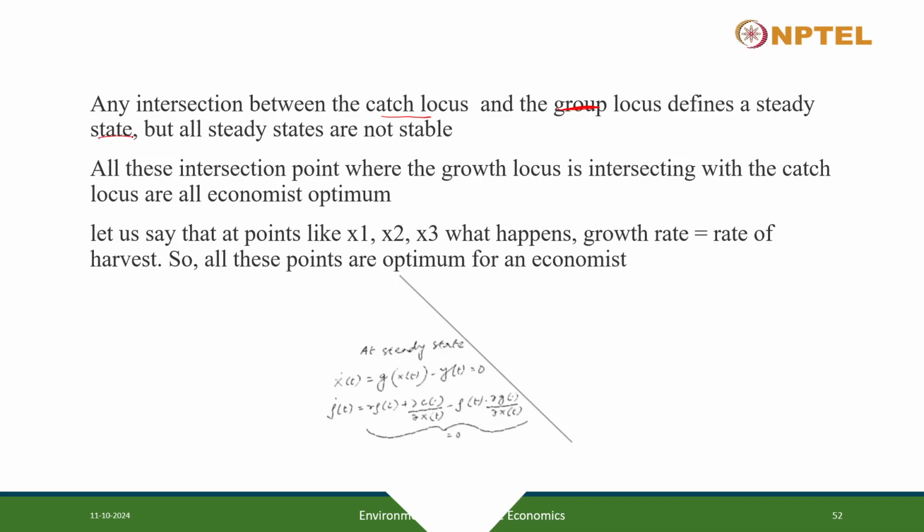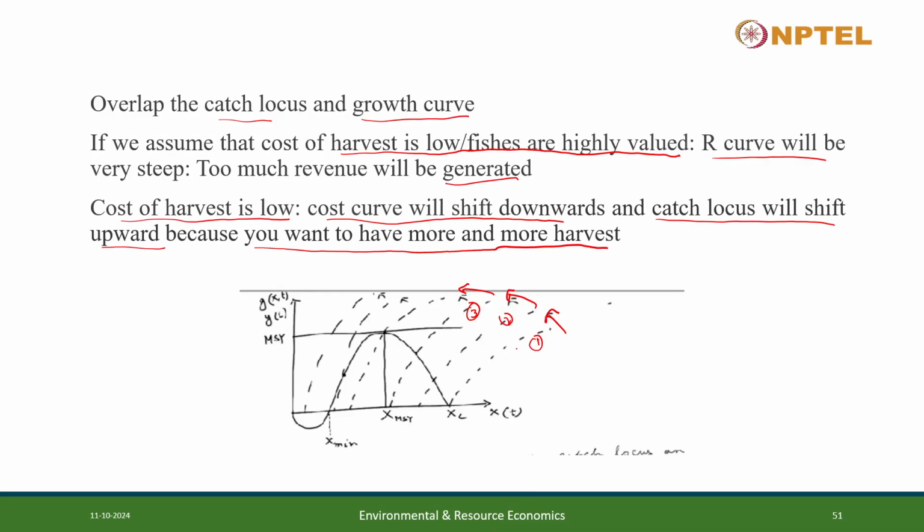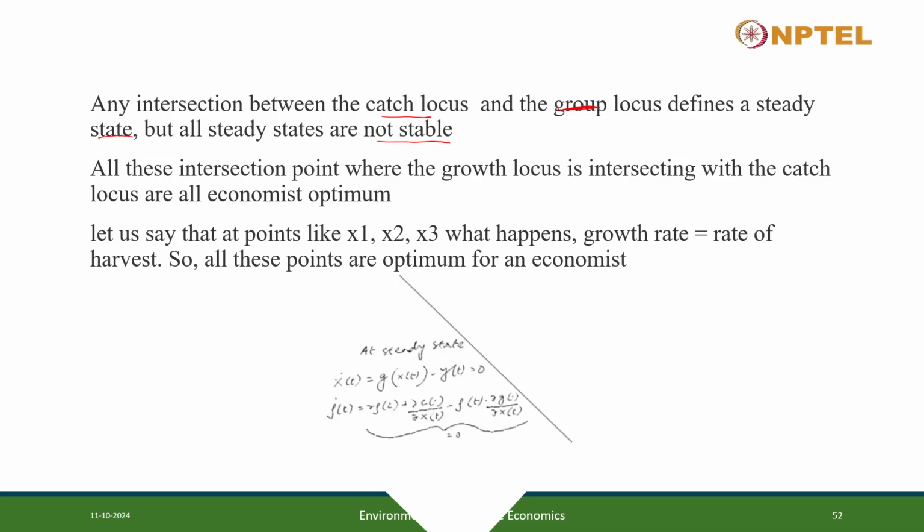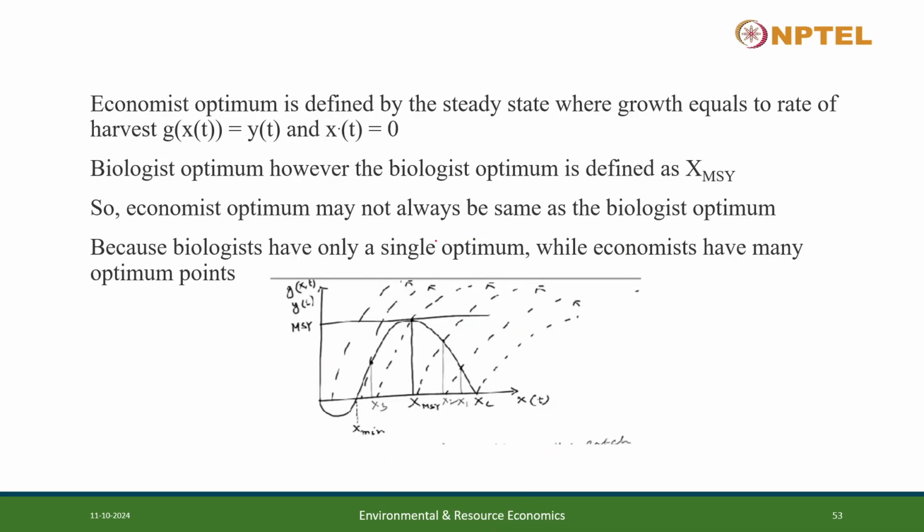Any intersection between the catch locus and the growth locus defines a steady state, but all steady states are not stable. So the intersection points here, here, and so on are x1, x2, x3 and so on. These are all points where we can say the optimum in the context of economy is obtained, where the steady state condition as we have defined before holds, where x dot t is equal to 0 and rho dot t is equal to 0. So my x1, x2, x3 and so on are all optimum in the context of economy.